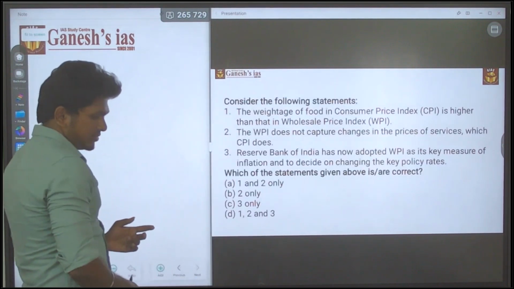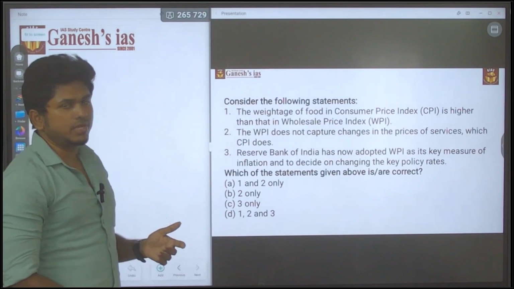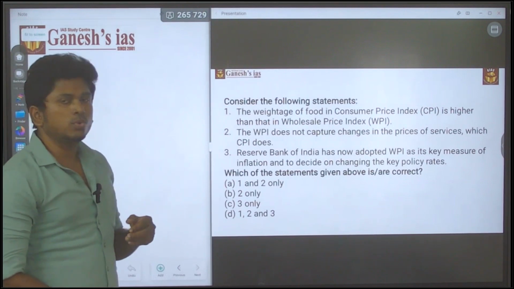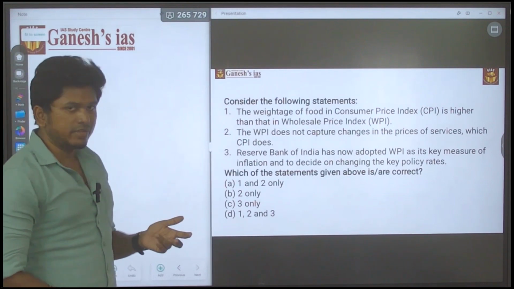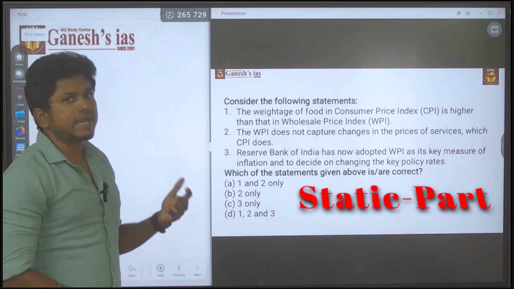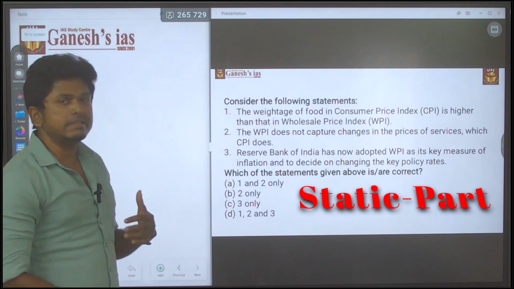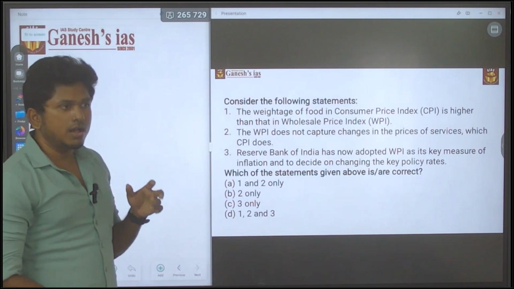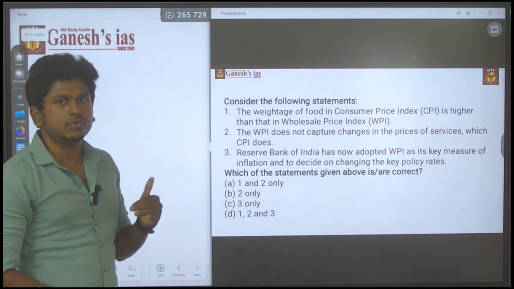Yes, see, it is asked in 2020 prelims. Again, it is one of the easiest questions in pattern wise and in knowledge wise. Okay, and also it is from the static part. So you can easily answer these kinds of questions. Always try to find the easy questions in the question paper.